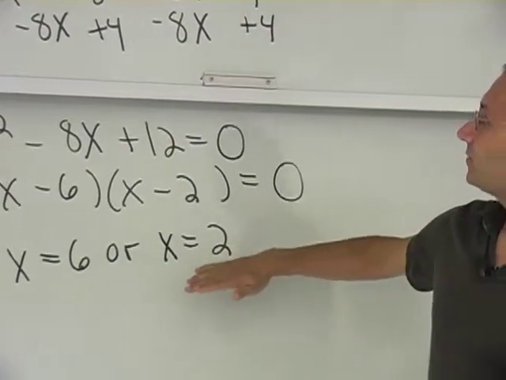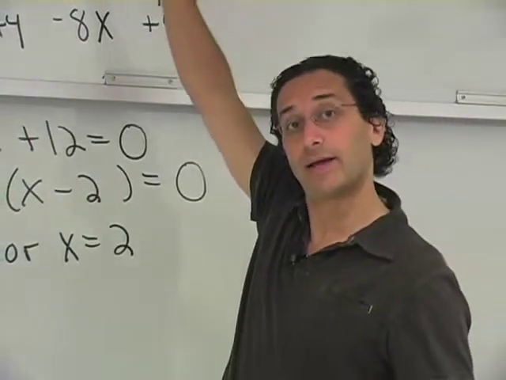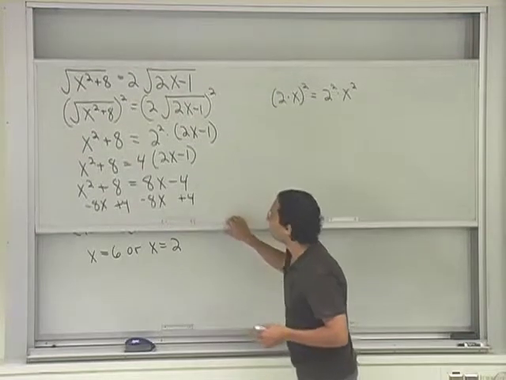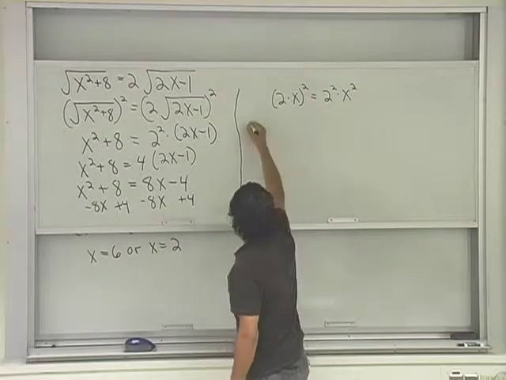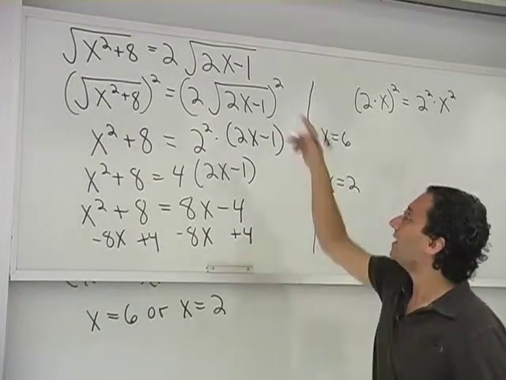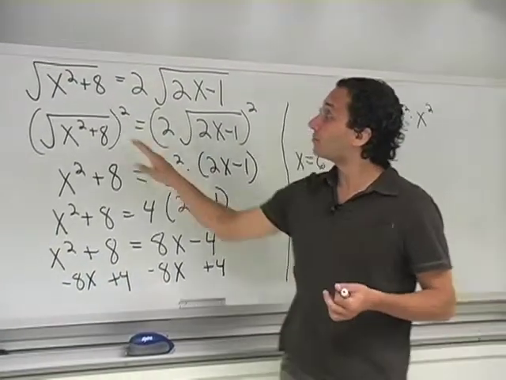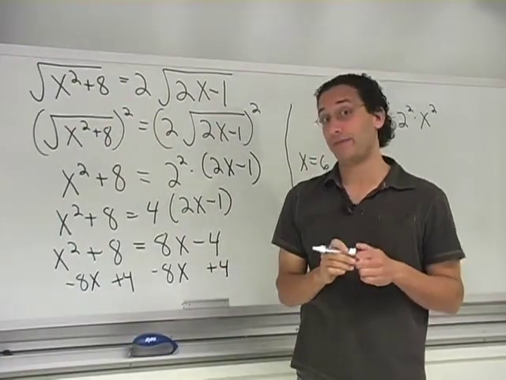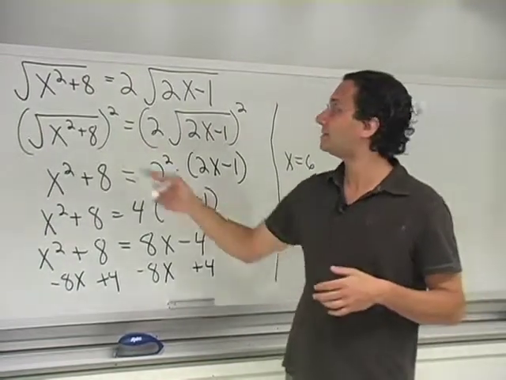But what we just did is we just solved this quadratic equation. And we're interested in solving the original radical equation. So what we need to do is plug these guys, 6 and 2, into the original equation to see if they work. Why do we have to see if they work? Because with radical equations, you have to be careful since you can't take the square root of a negative number. And also because radicals, or square roots in this case, can't be negative.